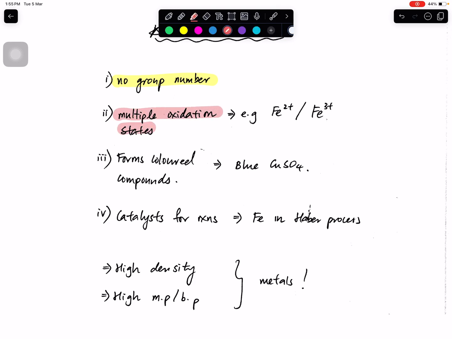Transition elements tend to have multiple oxidation states. You can see your iron, for example, has 2+ and 3+. These transition elements also tend to form colored compounds, such as your blue copper(II) sulfate. If you still recall your QA, this will be green, and this will be reddish brown.